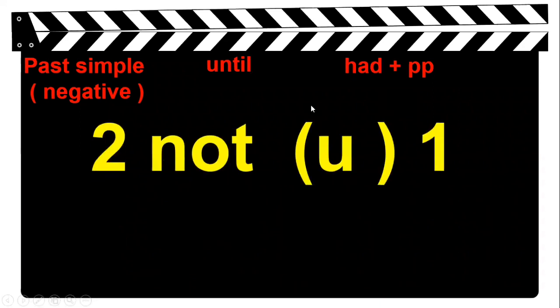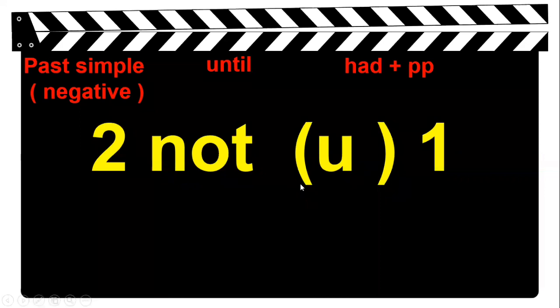Okay, 2, not, and then you, and 1. 2, which is the past simple negative. Not means negative, or you can write it as NAG. It's the abbreviation for negative, okay? And then you here refers to until. And 1 refers to the past perfect, which is had plus the past participle of the verb. Is it clear?